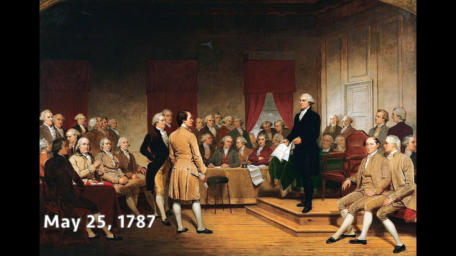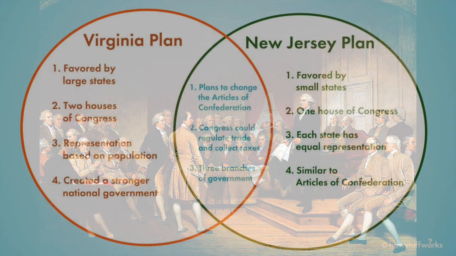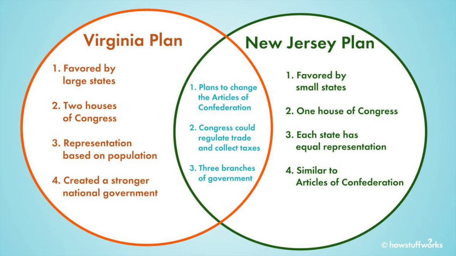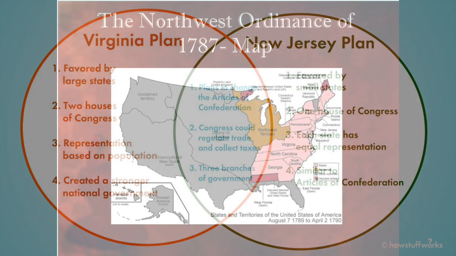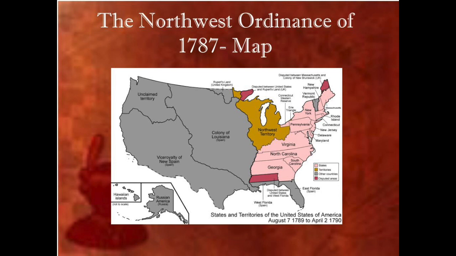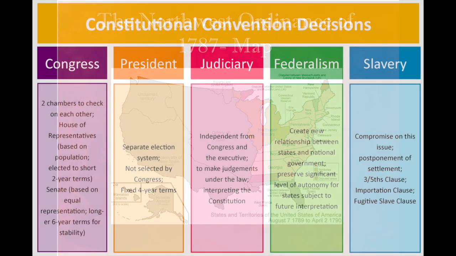When the Constitutional Convention met in Philadelphia in May of 1787, there were already lots of sticky political issues, and one had to do with the powers of the states. So the Virginia plan favored the big states, the New Jersey plan favored the small states, and eventually they came up with a compromise. And while this is going on, the government, under the Articles of Confederation, passed the Northwest Ordinance, which created the Northwest Territory, which banned slavery. So that was one of the last things the old Congress did.